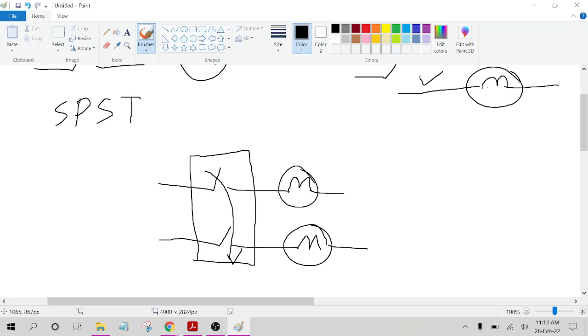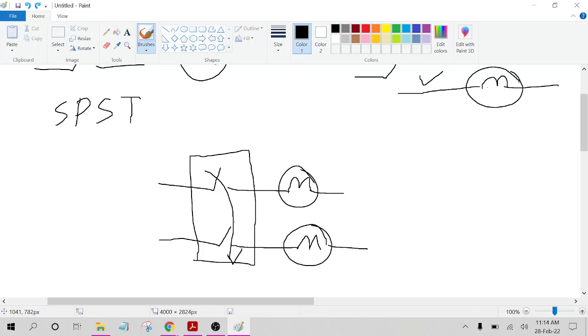I am saying it again. These two switches look like two parallel SPST. This is one SPST, this is another SPST. But we cannot control these two switches independently.